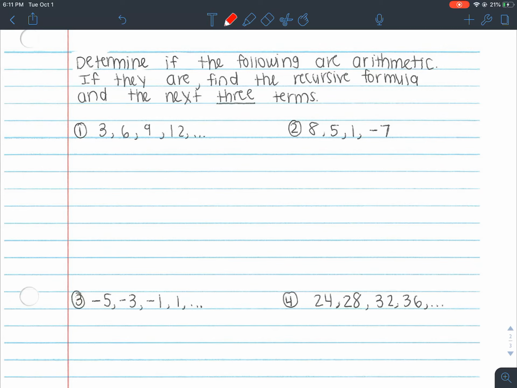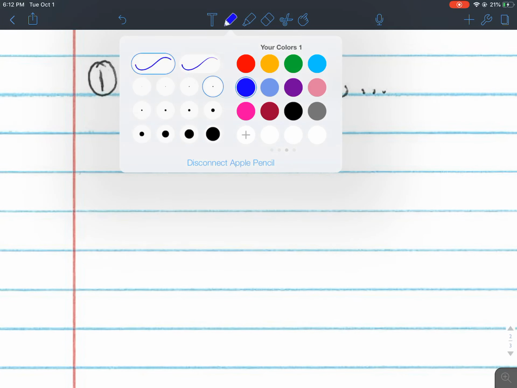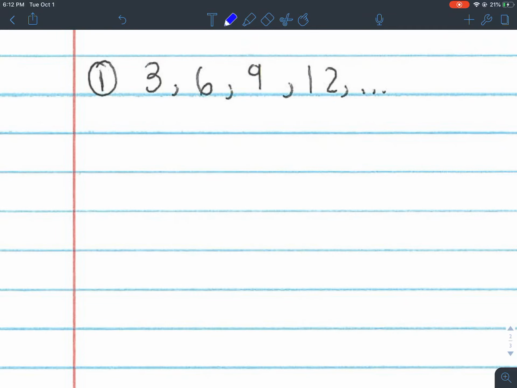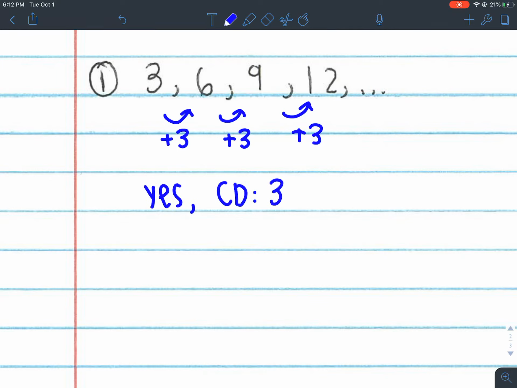Determine if the following are arithmetic. If they are, find the recursive formula and the next 3 terms. Okay, so let's look at number 1. The first thing we're asked to find is if it's arithmetic or not. So I have 3, 6, 9, and 12. Is this arithmetic? Well, it's arithmetic if I'm adding or subtracting something constantly to get from term to term. And here, each term I'm going to add 3. Every single time you're adding 3. So I would say yes, this is arithmetic. And my common difference would be 3.